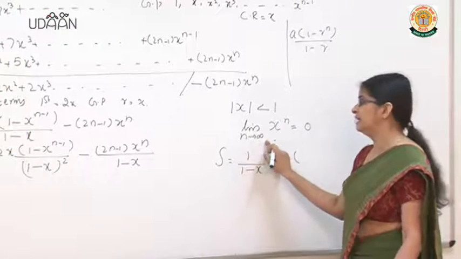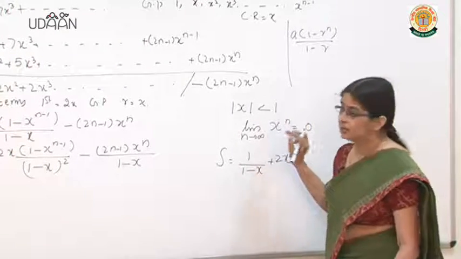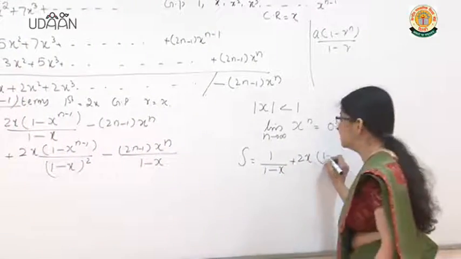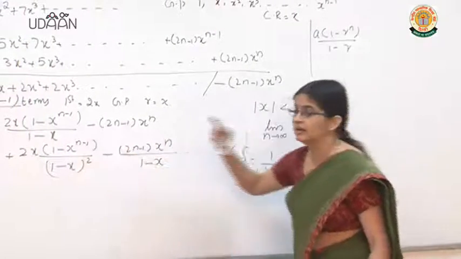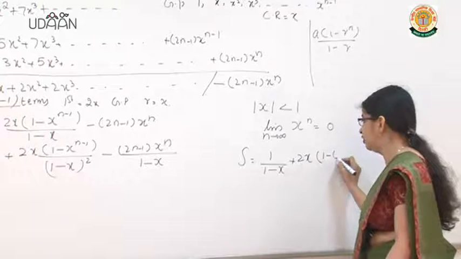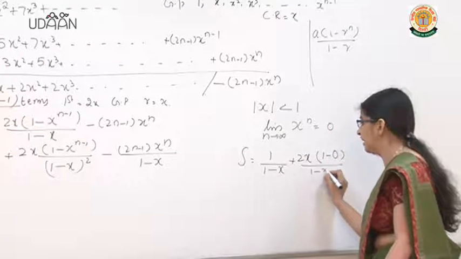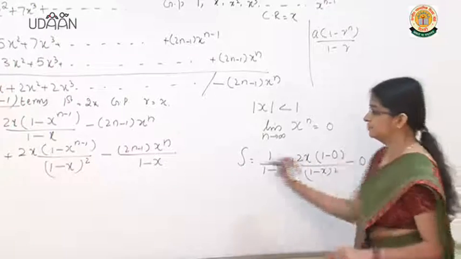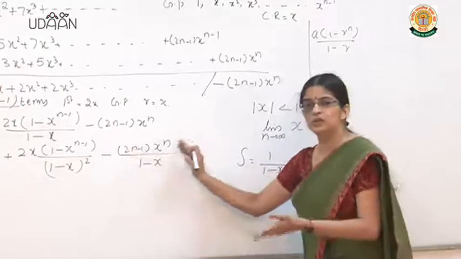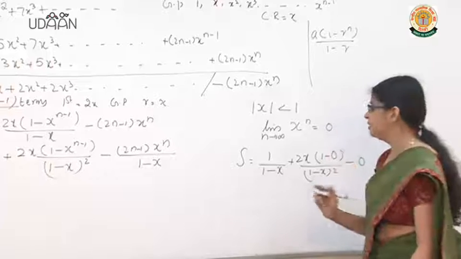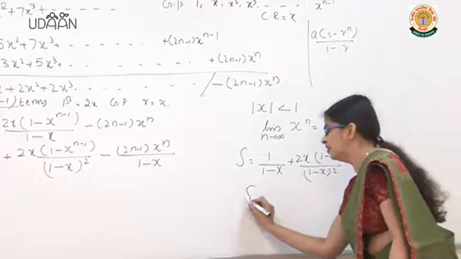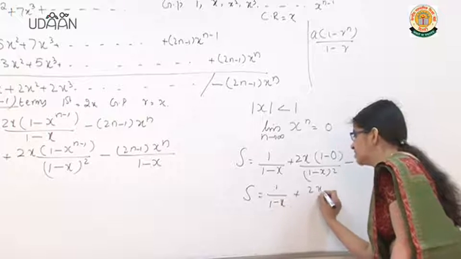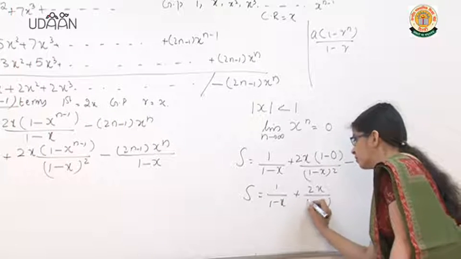As n tends to infinity, such terms will reduce to 0. So here, 2x into 1 minus x power n minus 1 as n tends to infinity will be 0 divided by 1 minus x whole square, and the third term, since x power n is present, 2n minus 1 into 0 by 1 minus x, will be 0. So the sum to infinity of the arithmetico-geometric progression is given by 2x divided by 1 minus x whole square.